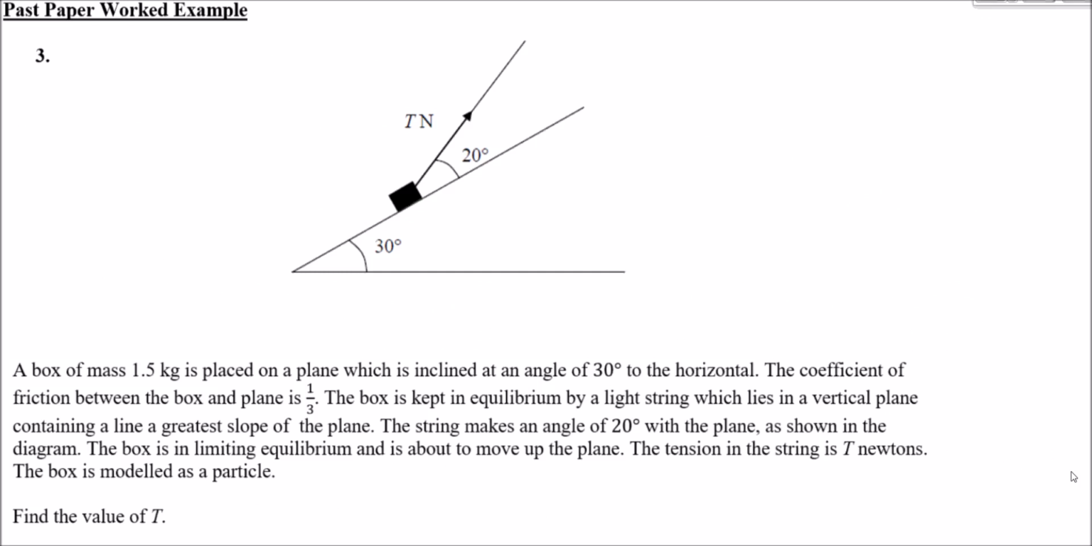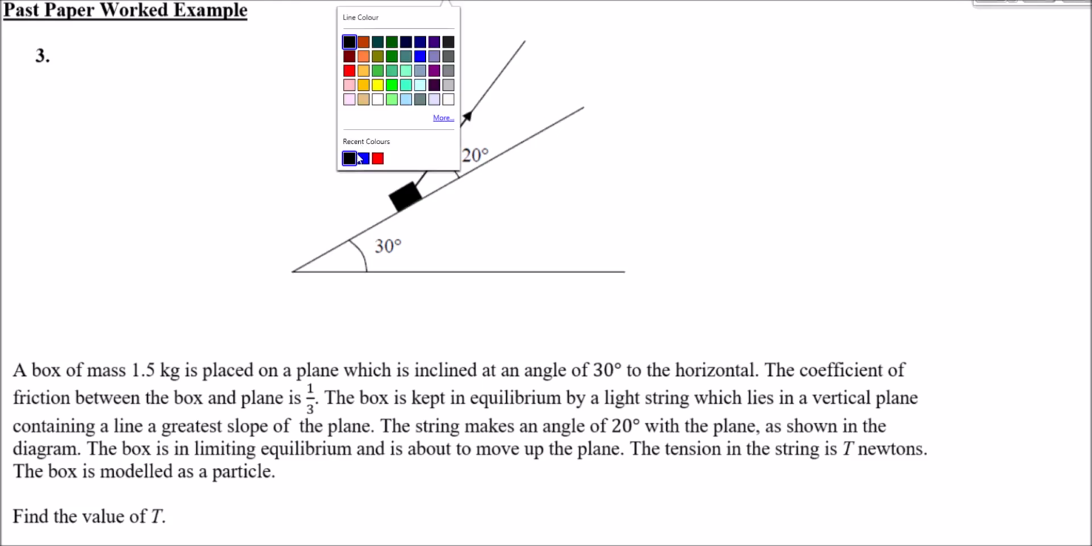Finally, worked example 3. This was from a past paper a long time ago, in 2003 in fact. So here we have a box of mass 1.5 kilograms which is placed on a plane inclined at 30 degrees to the horizontal. The coefficient of friction between the box and plane is 1/3, and it's kept in equilibrium by a light string which lies in a vertical plane containing a line of greatest slope of the plane. The string makes an angle of 20 degrees with the plane. So you can probably guess by now that we need to be resolving both perpendicular and parallel to this plane.